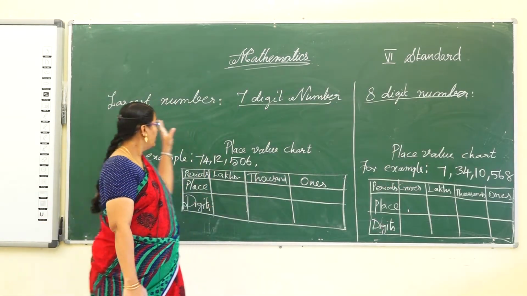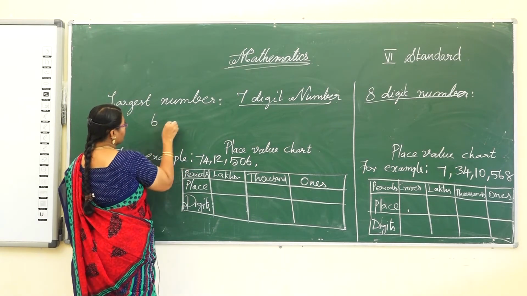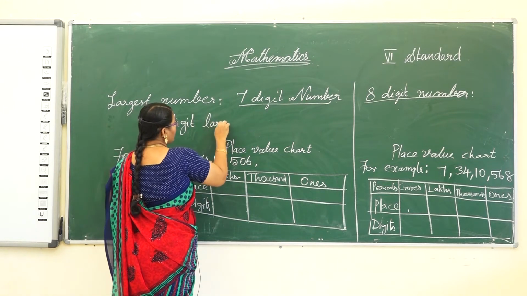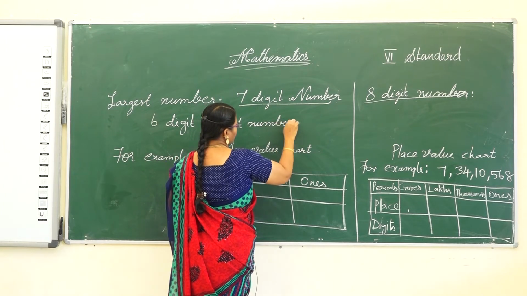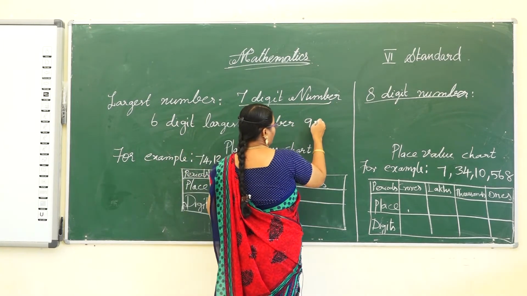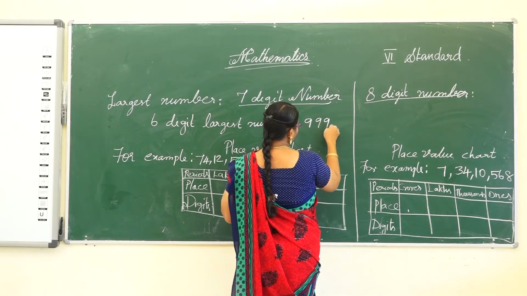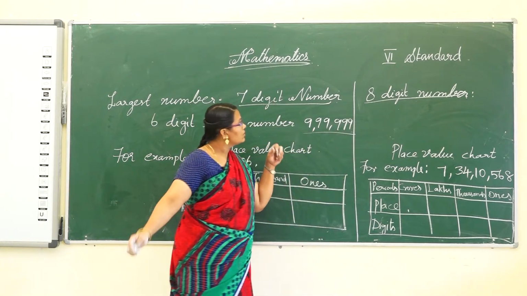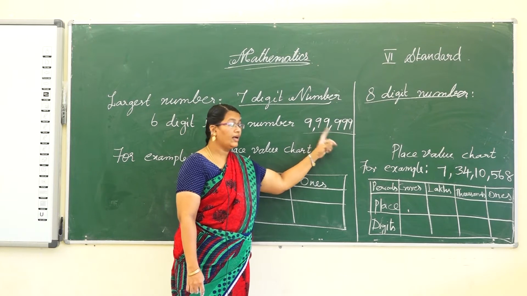Now we learn about the new concept, largest number. Already we know the 6-digit largest number. What is that? The 6-digit largest number is 9,99,999.